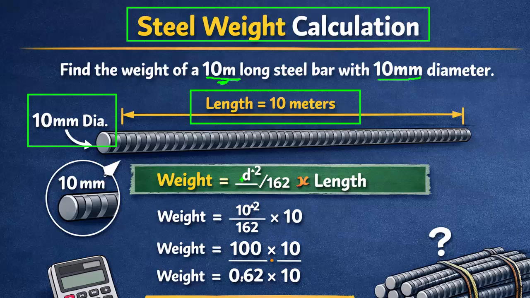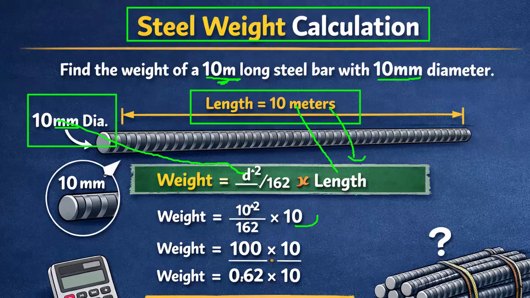While putting values in the formula, first of all we have this formula: d squared over 162 multiplied by length. So length here, this one, and the diameter here. You have to keep in mind the units. For dia you have to put millimeters and for the length you have to put meters.